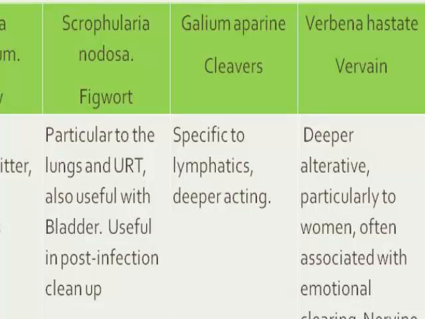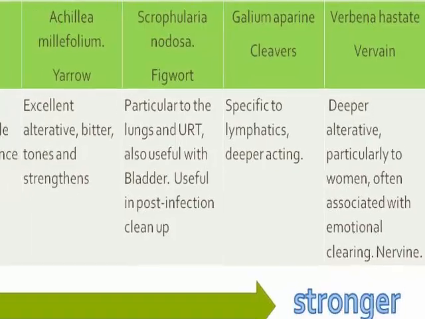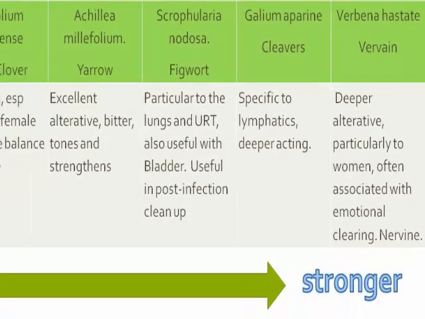Lastly, on our top list here of our leafy alteratives, we've got our verbena, our vervain. This is a nice herb. This is a bitter herb for sure, but it is probably the strongest alternative that we see in our leafy alternatives. It also has a long history of use as a ceremonial herb.